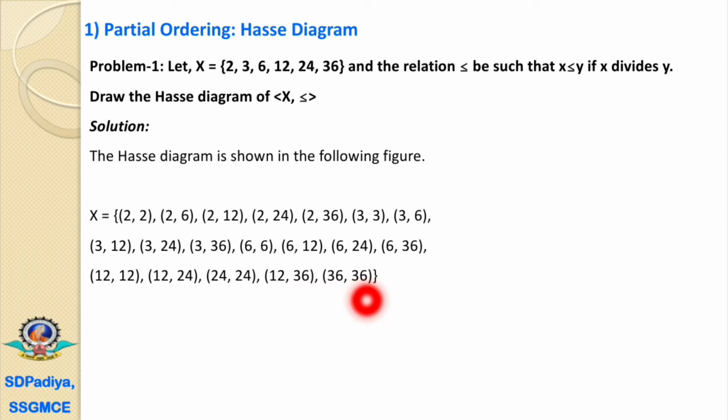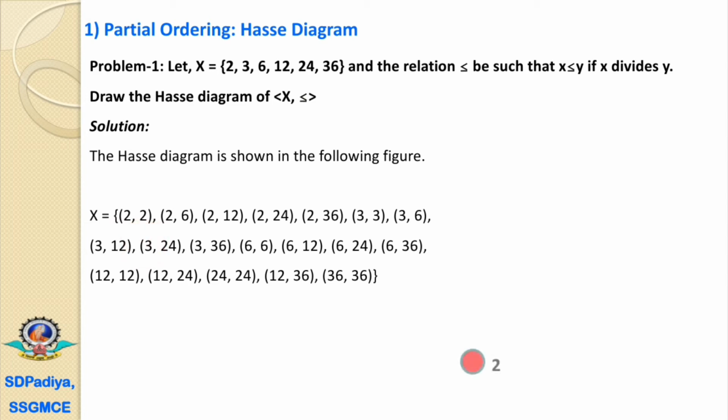Now this is the set for the operation x divides y between the 6 elements, that is 2, 3, 6, 12, 24 and 36. Now we'll see how to design the Hasse diagram. We can observe this set for the operation x divides y. The first element is 2 and the first pair is 2 comma 2.